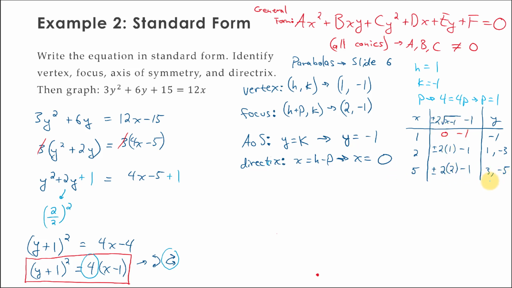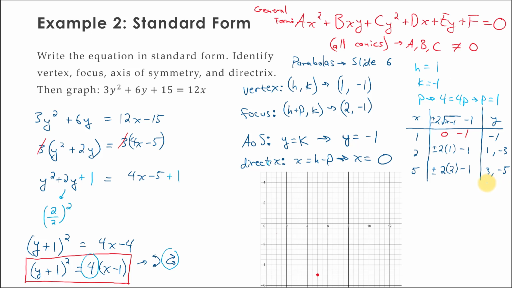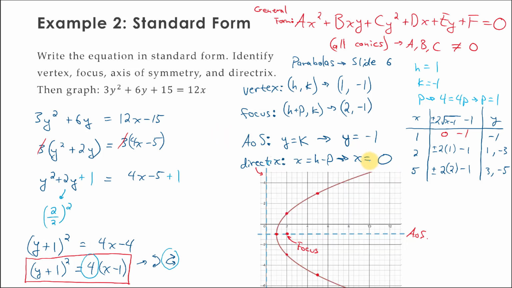All right. So when we go to graph this, I've got all my points, my focus, my axis of symmetry, my directrix here, and then I can go ahead and draw in my curve. Okay, just 2 more examples here. We'll try to get through them quickly.